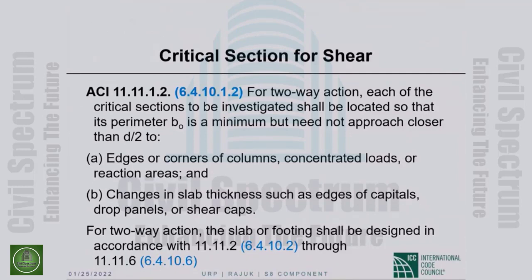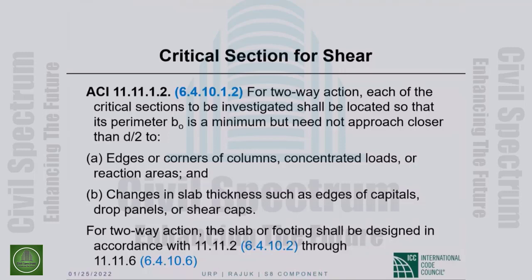Each of the critical sections to be investigated shall be located so that its perimeter b sub zero is a minimum, but need not approach closer than d over 2. So there is potentially more than one critical section for two-way shear. Okay.